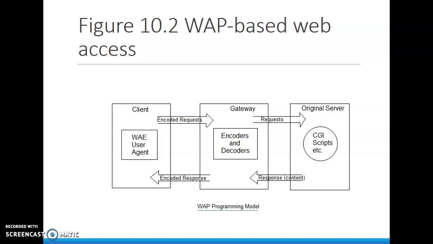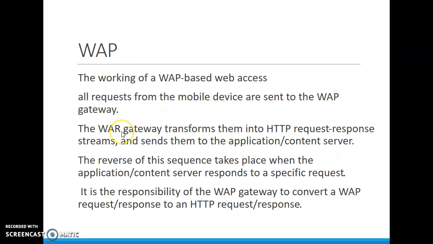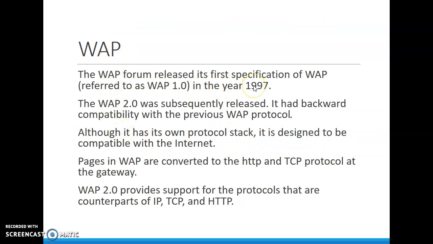This WAP is often described as a network-centric protocol. Most of the intelligence and computations associated with the WAP protocols are embedded in the network rather than the handset. The WAP Forum released its first specification of WAP, which is referred to as WAP 1.0, in the year 1997, and later it released WAP 2.0, which had backward compatibility with the previous WAP protocol.